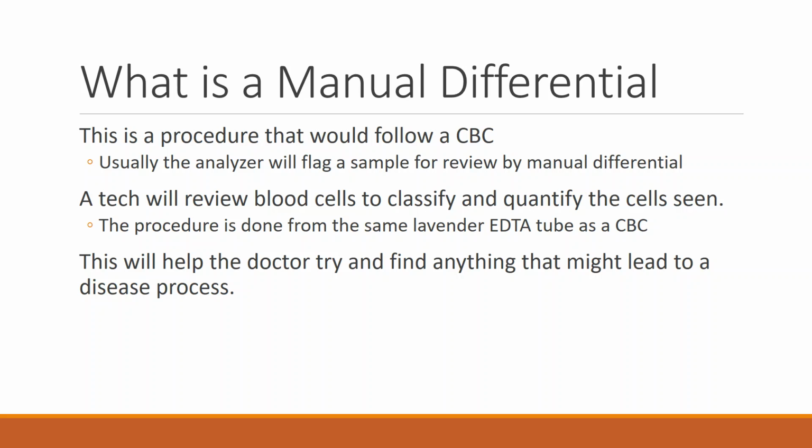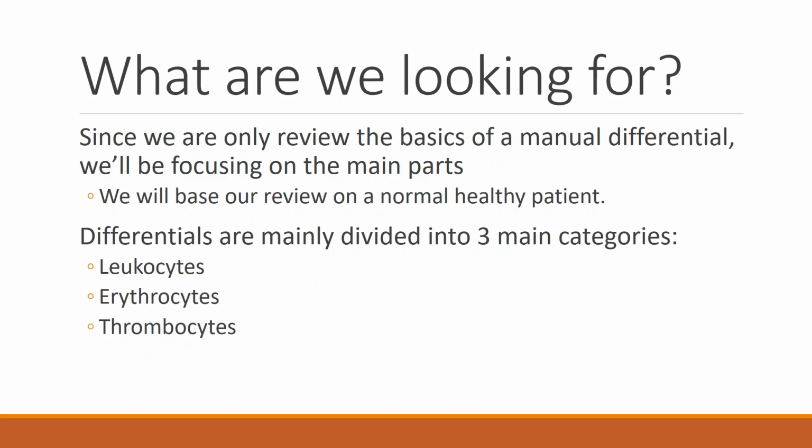Now, you might be asking yourself, what is a manual differential? Basically, this is a procedure that would normally follow a CBC. Typically, it is flagged from the analyzer, depending on what parameters are set by the hospital laboratory SOP. A tech will take an EDTA tube and make a slide from that tube, and use it to evaluate the cells seen in that peripheral blood smear. In doing so, this will assist the doctor in trying to identify certain disease processes that the patient could be experiencing.